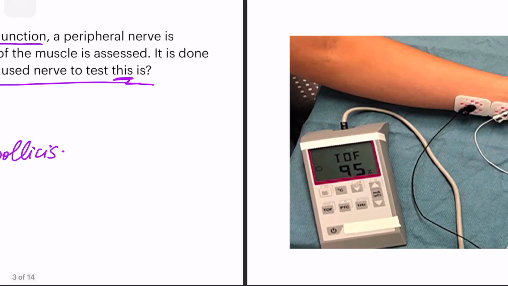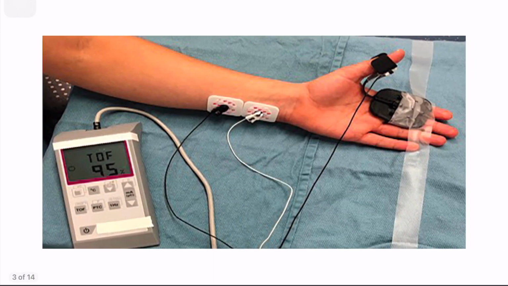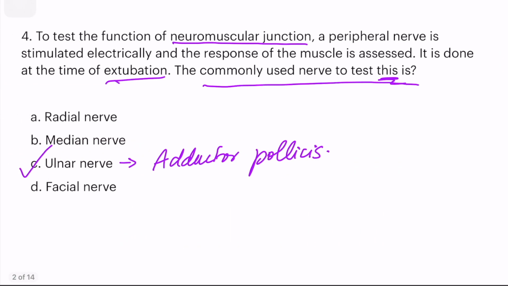So this device looks like this, and with this we measure the response. And the second most commonly used is facial nerve, and the muscle used is orbicularis oculi muscle. The superficial nerves are most commonly used. So the answer here will be ulnar nerve.